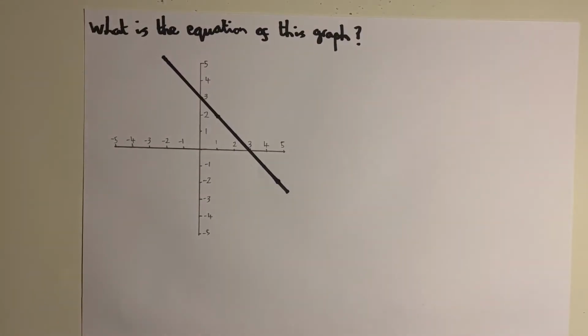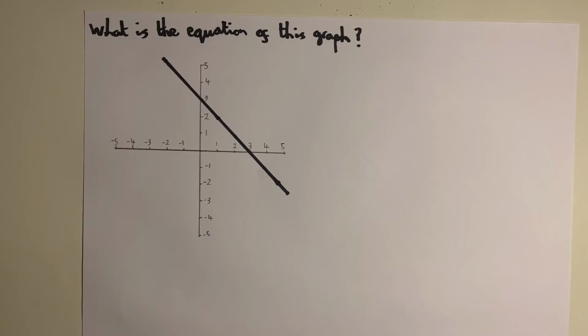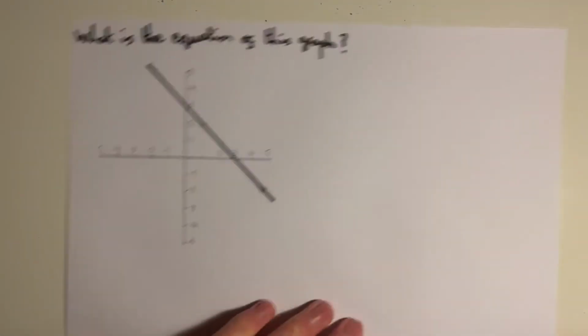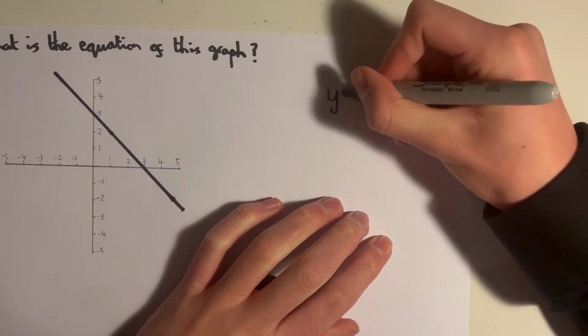Okay, so here's another example of a question you might get where you have to identify the equation of the graph. I'll give you a minute to do it at home. Pause the video now, and I'll go through the solution in a couple of seconds. Okay, so obviously it's a straight line, so we know it's going to be y equals mx plus c.